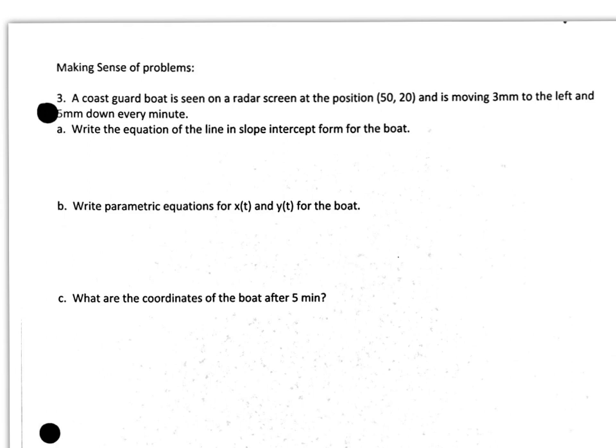So I'm going to set this up. It says we have a Coast Guard that sees a boat on a radar screen at (50, 20). The graph isn't going to be awesome because we don't really need the graph. I just am trying to show you how this is going to look. And so now what's happening is this boat is moving 3 millimeters left, and this is of course on the screen, not in real life, and 5 millimeters down every minute.